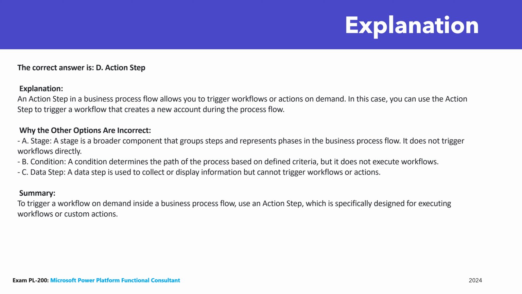Why the other options are incorrect. A. Stage. A stage is a broader component that groups steps and represents phases in the business process flow. It does not trigger workflows directly. B. Condition. A condition determines the path of the process based on defined criteria, but it does not execute workflows. C. Data step. A data step is used to collect or display information but cannot trigger workflows or actions.